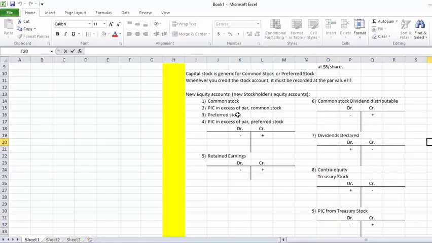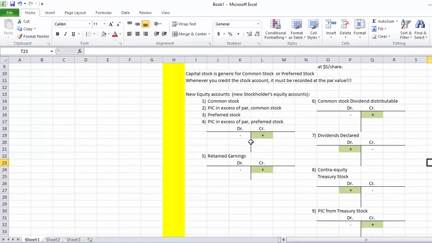Okay, so these first 4 carry a credit balance. So does the 5th one, retained earnings. So does the 6th one, common stock dividend distributable. And so does the 9th one, which is the paid-in capital from treasury stock. But dividends declared and treasury stock carry debit balances. So those are all the new accounts.